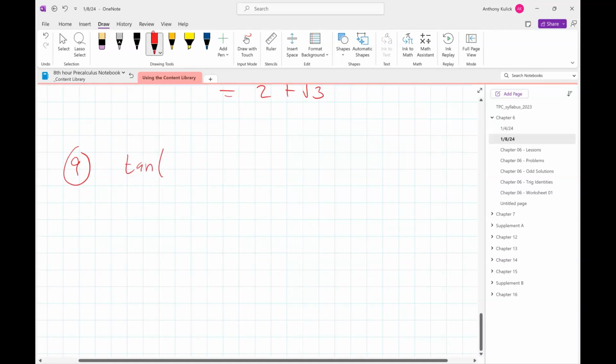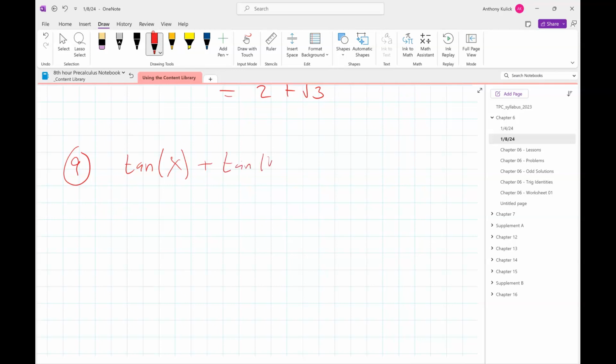So whenever I see the pi over 5, I'm just going to write x. And whenever I see the 2 pi over 7, I'm going to write y. Just so that it's easier for me to pick out the identity.